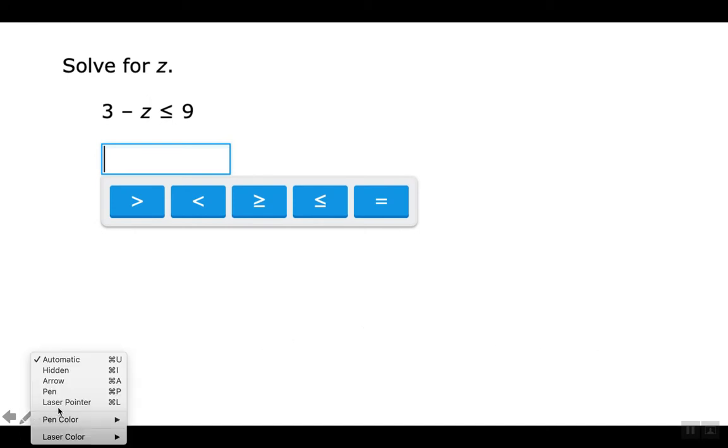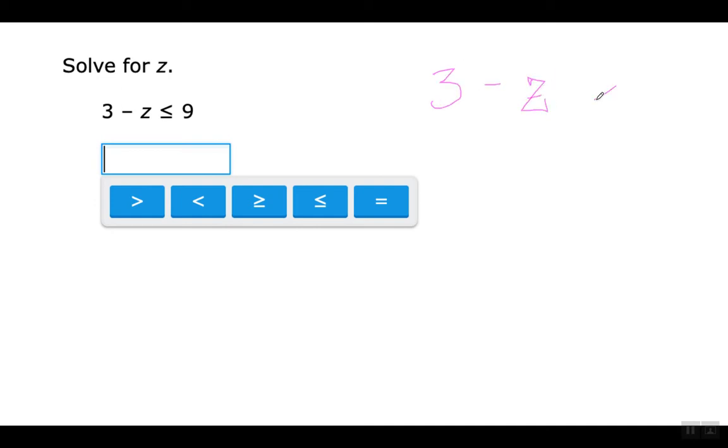Okay, so here we go, another one. 3 minus z less than or equal to 9. Okay, so imagine an invisible 1 right here, and that should make it easier. I'm going to explain 2 different ways that you could think about this problem.